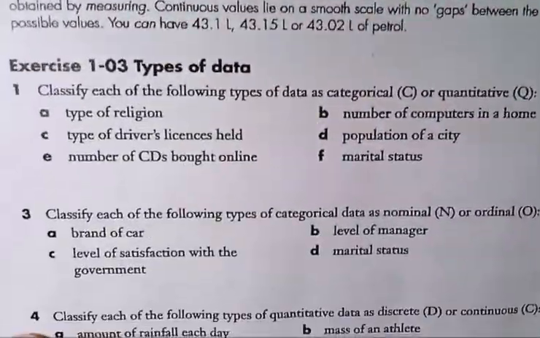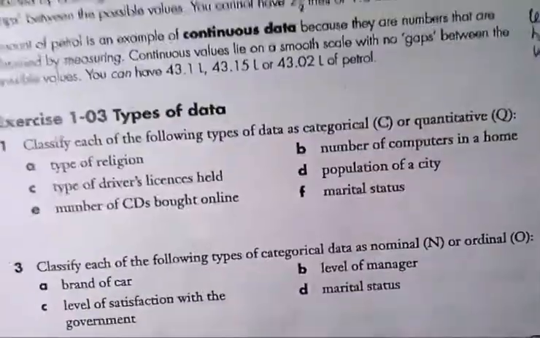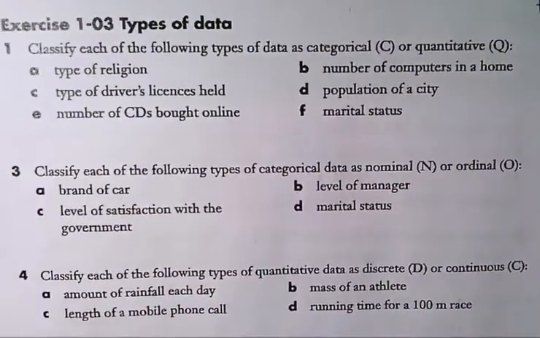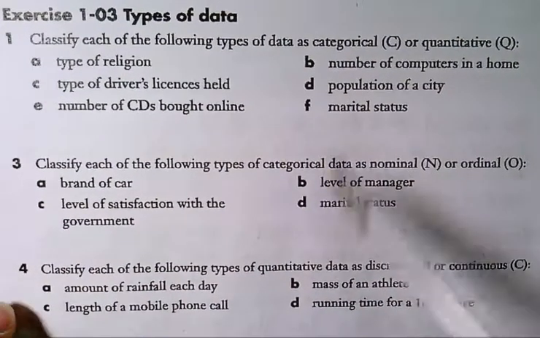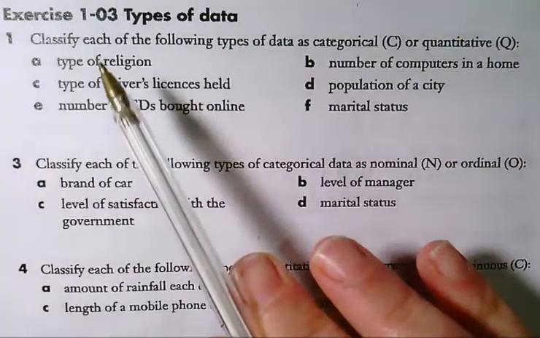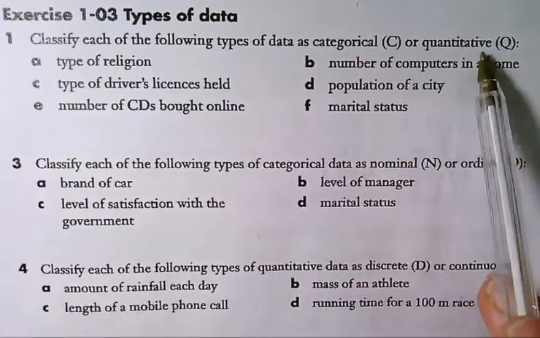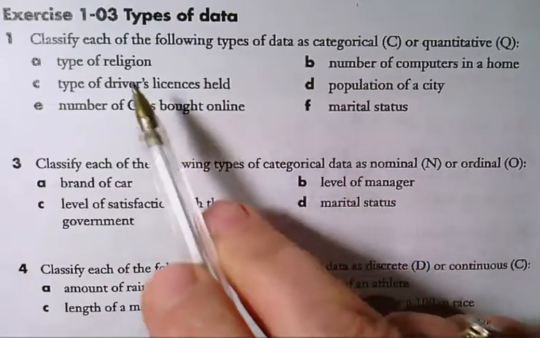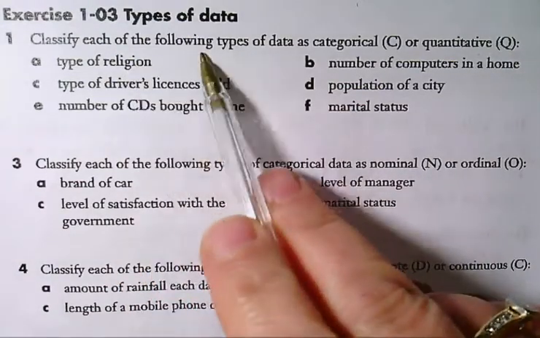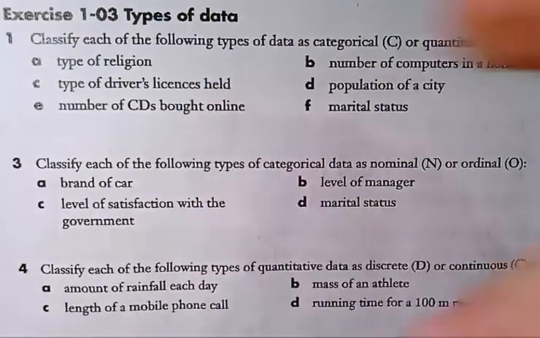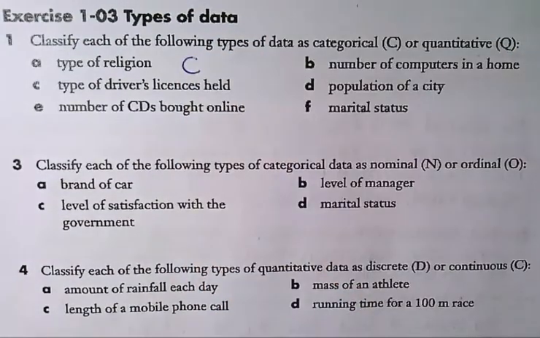So let's have a look at some examples here. So exercise 103, these are just some questions from this exercise. You will be completing these exercises for homework. It says classify each of the following types of data as categorical or quantitative. So type of religion, you might say Christian, Islam, Buddhism, they're categories.